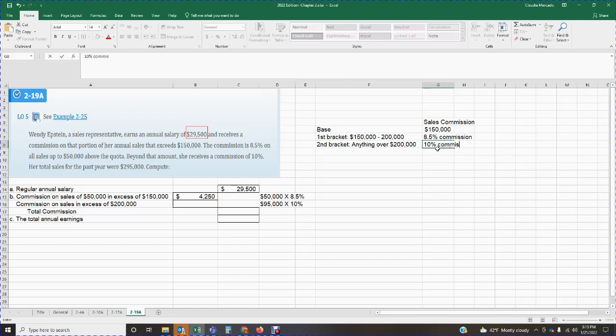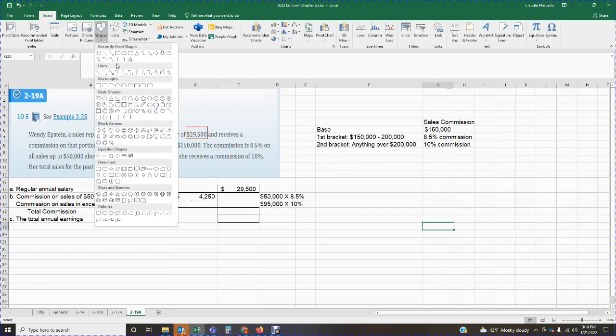Okay, that is how it's basically broken out. The base is 150 in this particular problem we're speaking about. Okay, the first bracket is if she has between 150 to 200,000, she's gonna get paid 8.5%, which she did because she had total sales of 295. So the $50,000 that we have right here is that first bracket.